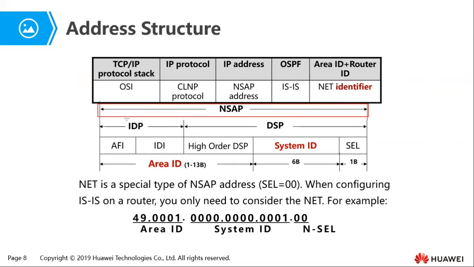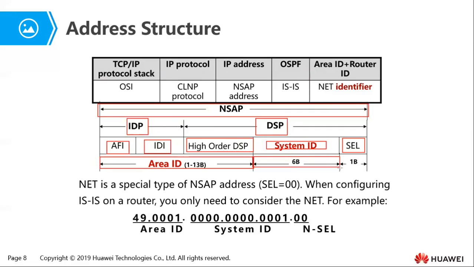So the NSAP is made up of several fields, which I want you to read on later. IDP, DSP, then the IDP is made up of AFI and IDI, which I'm not going to go into detail on. DSP is made up of the high order DSP, system ID, and SEL. Now, to put it a little bit easier, generally, the first part here is the area ID. Then the second part here is the system ID.